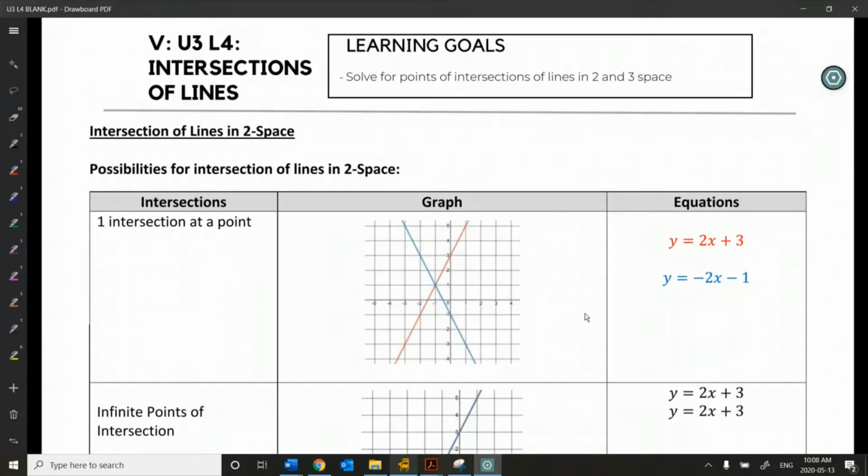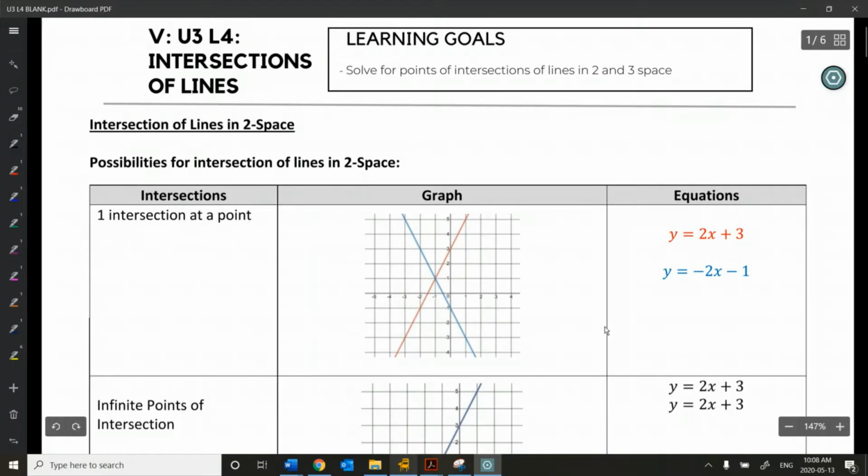So we're familiar with this back from our studies in grade 10 when we solved linear systems with substitution and elimination. So we know that two lines that are on the same flat Cartesian plane can intersect in one point, as we can see from the graph here.